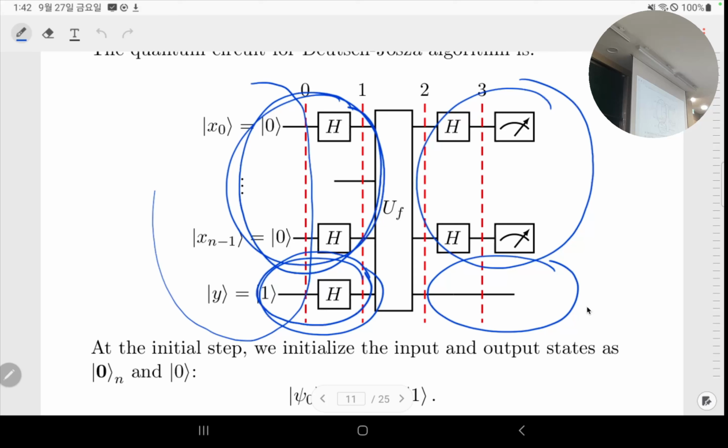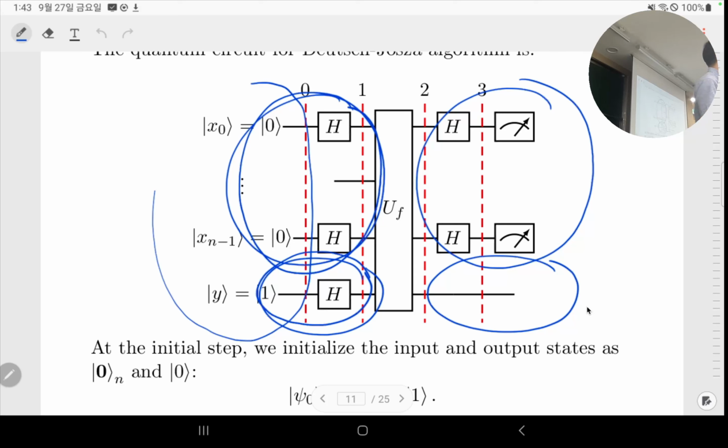하다마드 게이트를 굳이 왜 붙여야 되는지가 이해가 안 가요. 없으면 어떻게 되겠어요? 0000만 들어가면 그 함수값 하나가 나올 거죠. 2의 n승 경우를 다 그냥 집어넣어서 확인을 할 수가 있는 건가요? 이론적으로는 그렇죠. 한꺼번에 볼 수 있으니까.